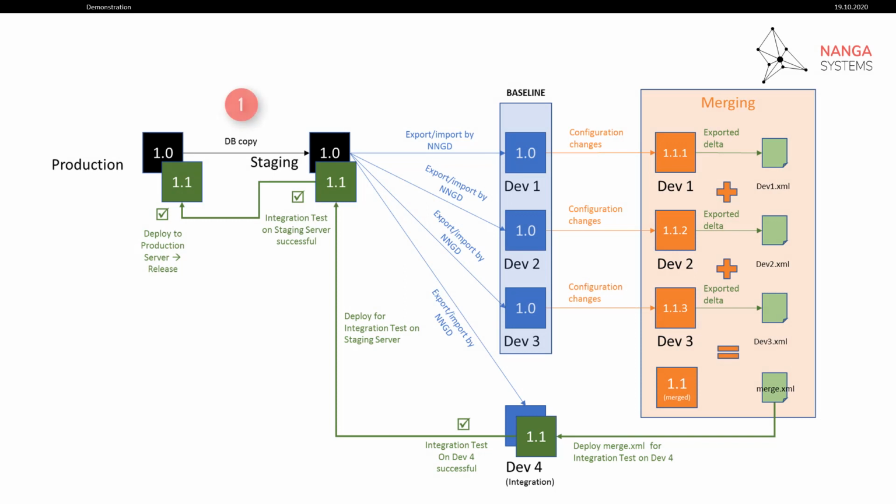The staging system is initially set up using a database copy from the production system. The Windchill RV&S solution is exported from the staging server using the Nanga Next Generation Deploy tool and deployed to each of the development servers. All development servers now have the same baseline solution. The development of the solution changes is then performed on these servers.